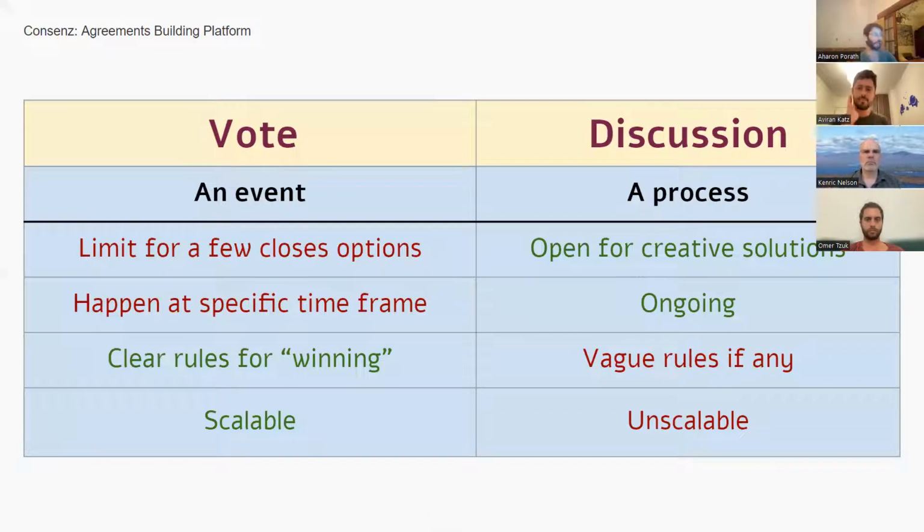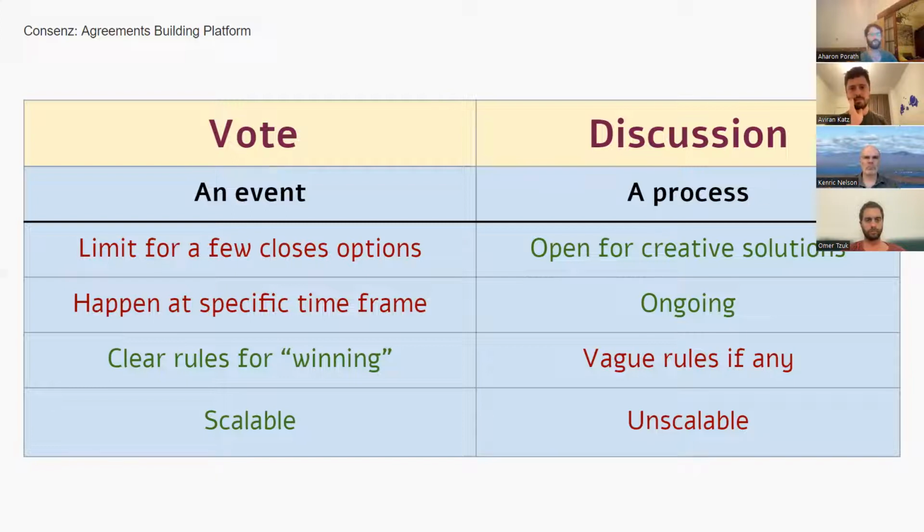So I'm looking at two main decision-making methods, we can call it. The one is voting, and the other is discussion. And I think these are the main ways for groups of people to get decisions made. For each of them, there are pros and cons. When we talk about a vote, we're talking about an event. It can be reoccurring, but it is an event that is limited in time, while discussion is a process that can be ongoing.